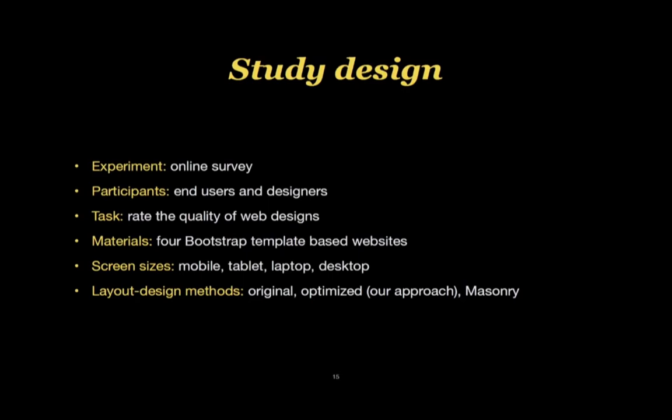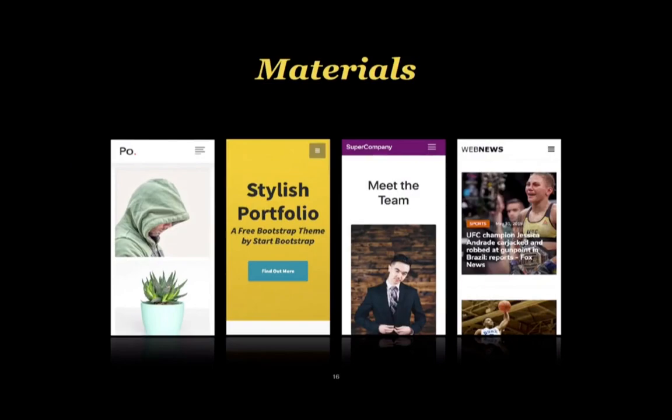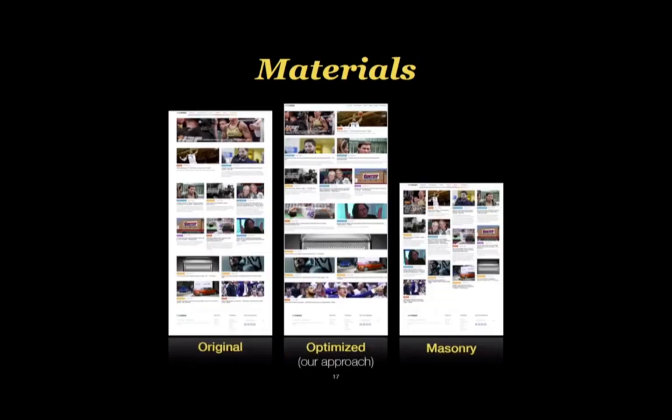And both of the studies were done online, and they consisted of multiple screen sizes, and the different layout methods that were in the comparison were the original one made by human designers, then the optimized version, and the masonry as a baseline. Here is an example of the material that we have. We created 4 different websites for this study. And here you can see an example of the different methods, how the same web page can be rendered using different methods.